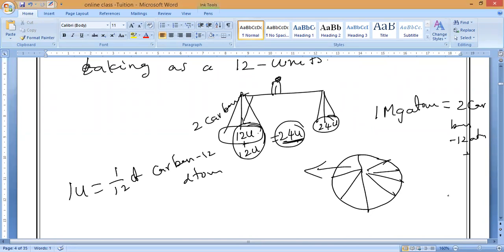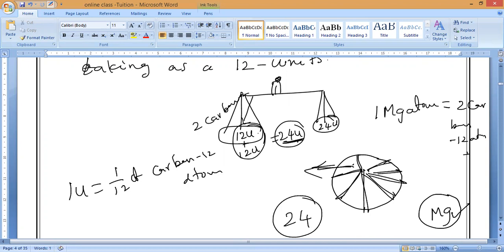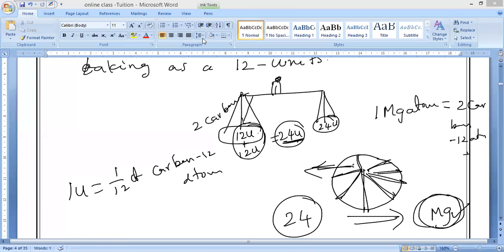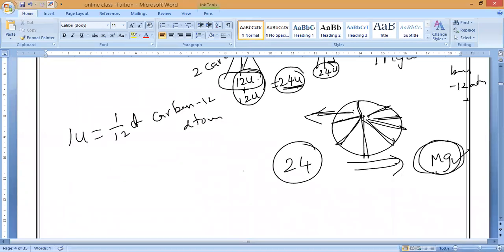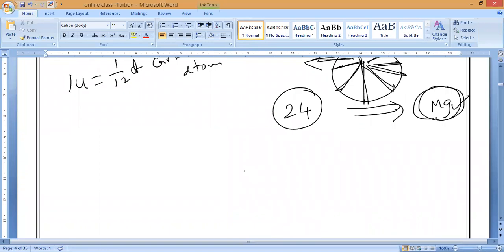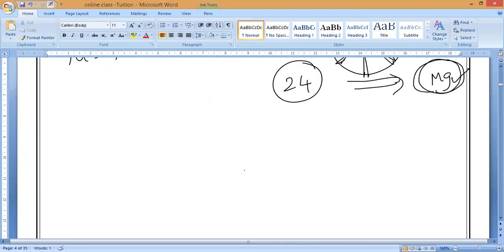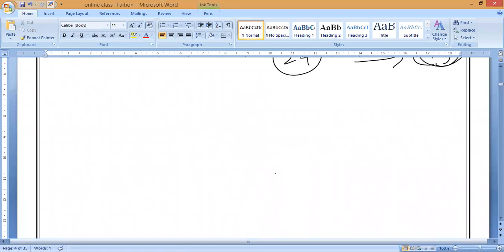Now I want one magnesium atom mass. Now this is the magnesium atom. So how many pieces do I have to add to make it equal to one magnesium atom? I have to add 24 pieces of carbon, like this 1/12 of carbon. That is what equals the mass of one magnesium atom. Understand? So if I add 1/12 of carbon 24 times, that equals 1 magnesium atom. That is what you should understand. Is it okay, guys? Yes, sir.